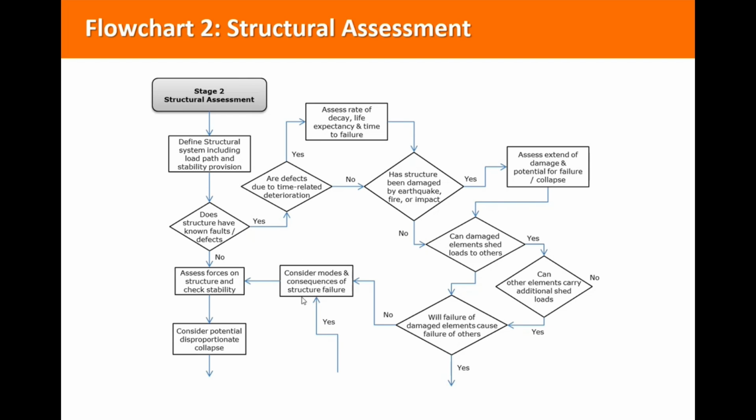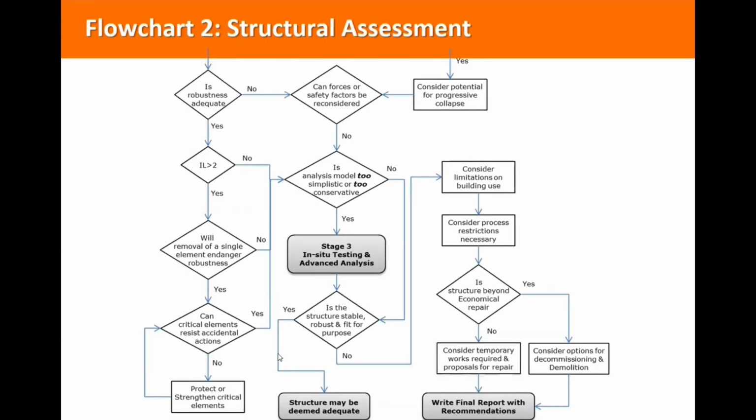So what are the modes and consequences of structural failure? And that leads on to, is it disproportionate to the cause of failure? So the bottom half of flowchart 2, structural assessment. And we go again, is it robust? Is the robustness adequate? And if we go down the positive route, yes, yes, yes, yes, then we should be ending up coming back to writing our report.